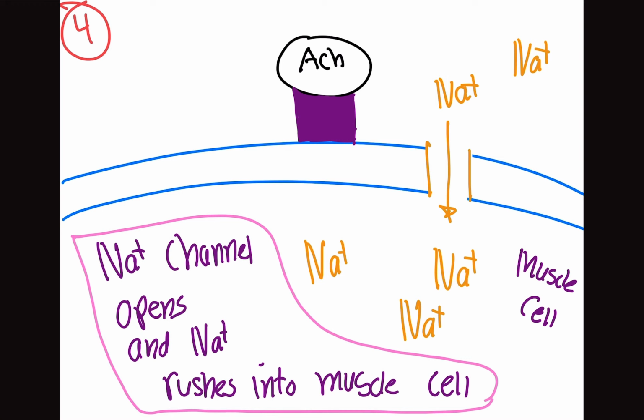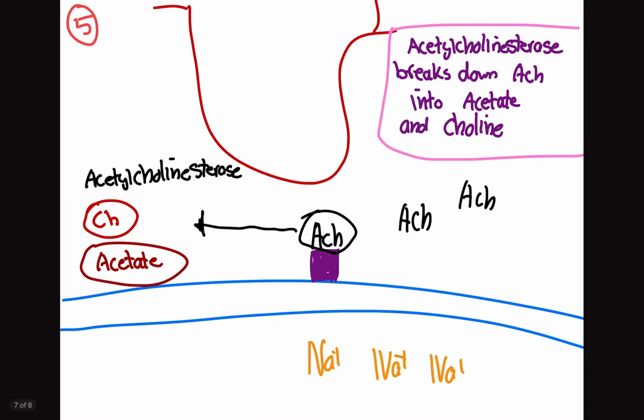Sodium rushes in. Okay? That's all you need to know about the muscle cell for right now. That's it. All right. Now, acetylcholine is not going to be permanently bound to this receptor. It gets freed. There's also excessive acetylcholine in the synaptic cleft that's not being used up. They didn't bind. They're just not going to stay there permanently. They need to be broken up.